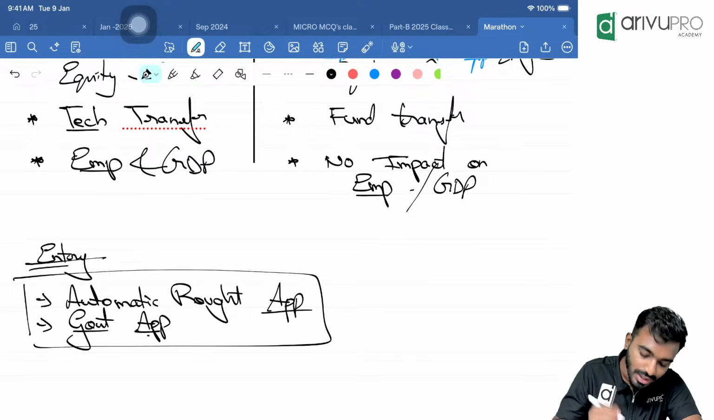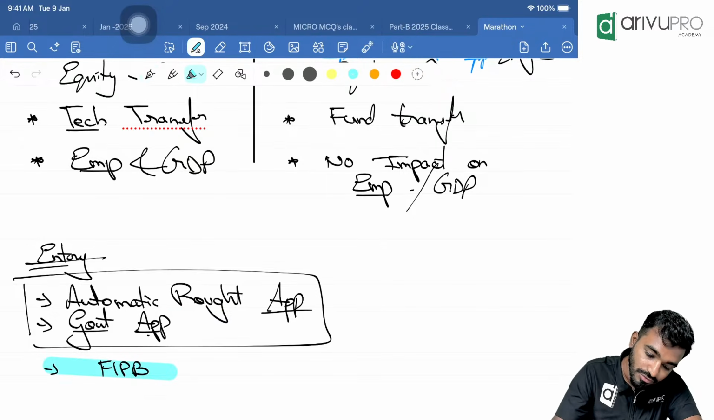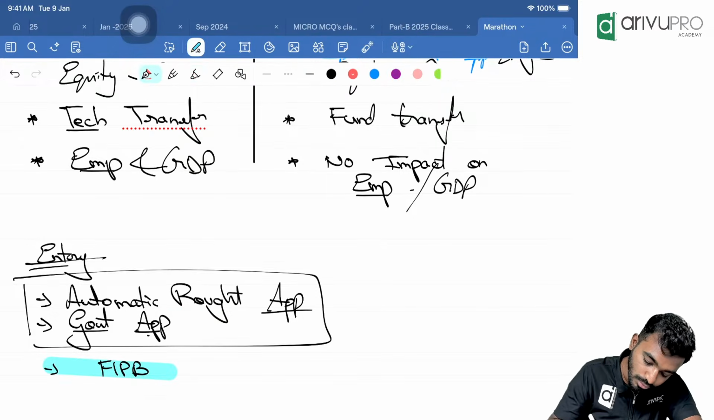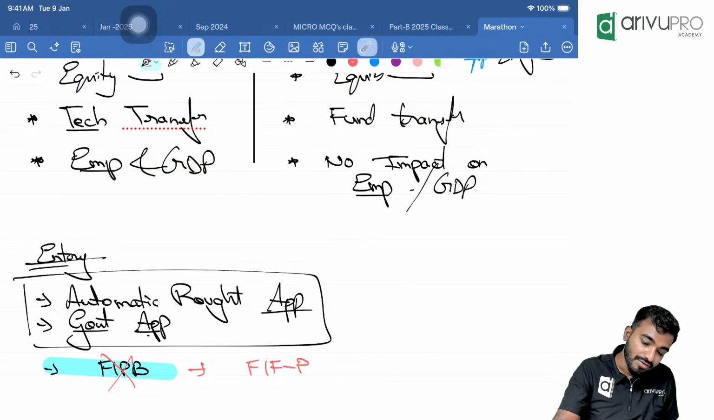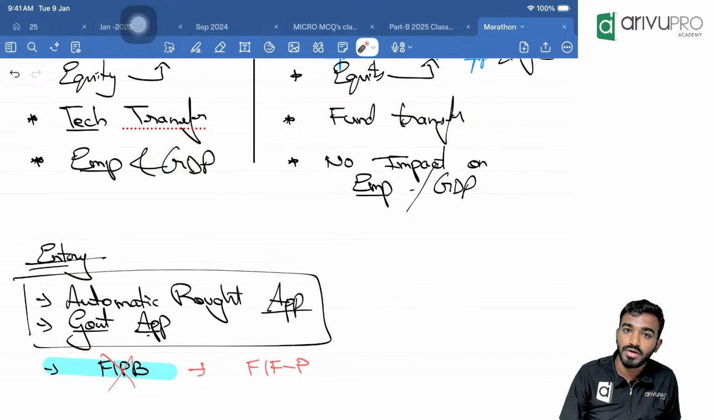Automatic route approval and government approval. But earlier we also had one more, the Foreign Investment Promotion Board. But we have scrapped this. Now we don't have the Foreign Investment Promotion Board. It has been replaced with the Foreign Investment Facilitation Portal, FIFP. But presently we have only these two ways, automatic route approval and government approval.